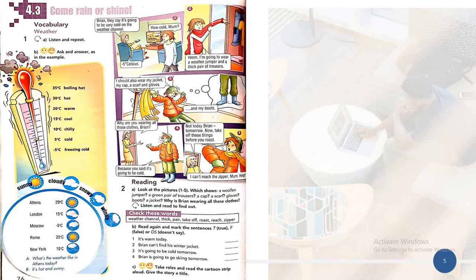So page 76, as you can notice, we have a picture of what? Tell me please. Look at all the pictures and tell me. Good. Okay, as usual, we have a main topic, which is Come Rain or Shine. Okay, let's start with the vocabulary. Okay, vocabulary, we have weather.